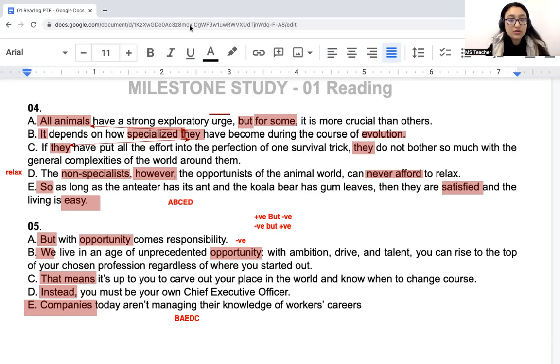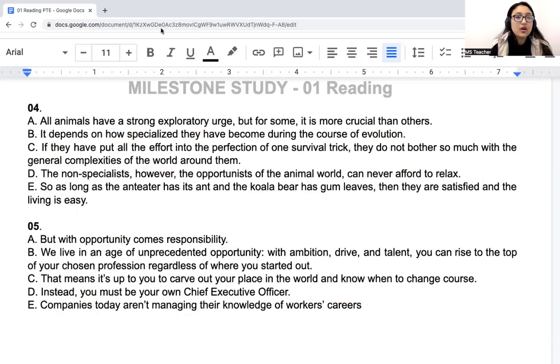So instead, you must be your own CEO. And what does being your own CEO mean? Being your own CEO means you are supposed to carve out your place in the world and know when to change course. Okay, so this sentence relates to this and this relates to this. And these two are related. All right, that's how you get all the reorders right. You have to focus on the word meaning, sentence meaning, which pronoun, which conjunctions are being used, and then put them together. So that's your overall reading reorder.